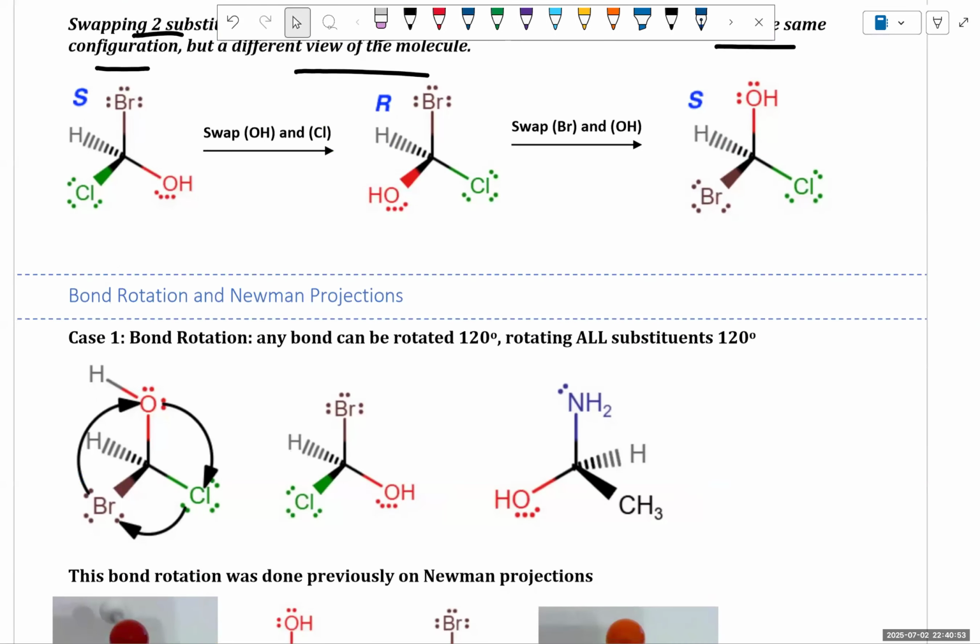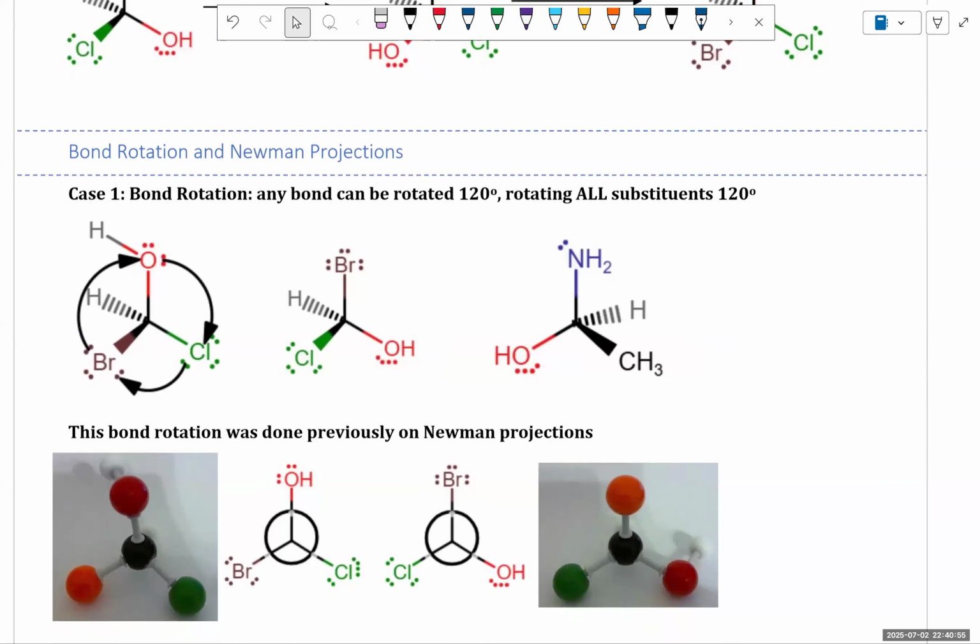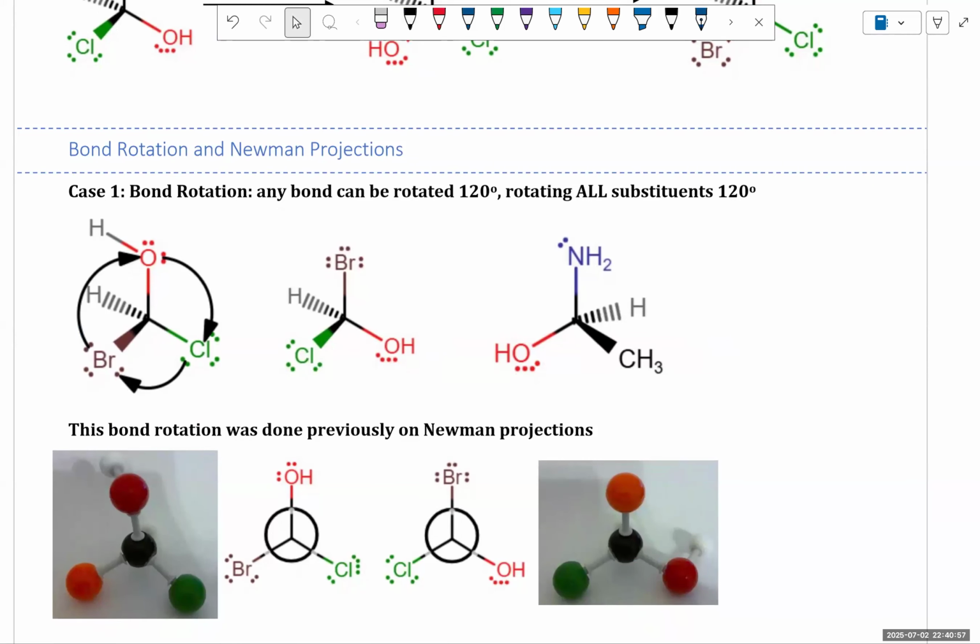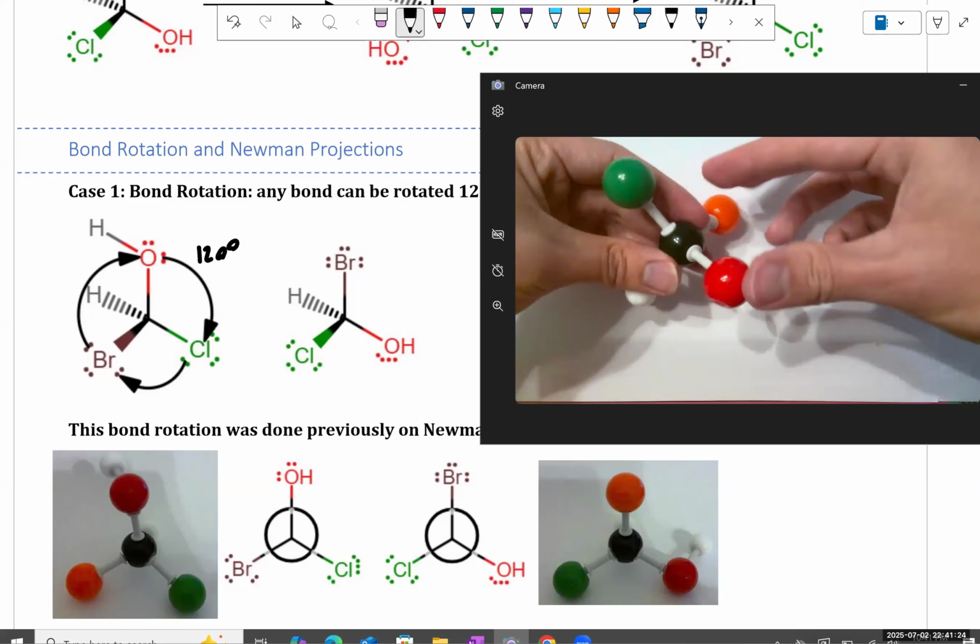Let's talk a little bit about how we can rotate bonds in our molecule. So in one case, any bond can be rotated 120 degrees, rotating all substituents 120 degrees. So for example, if we have the alcohol, chlorine, and bromine atom, we can rotate our bond and rotate our substituents 120 degrees, giving us a new rotated view. Let's show that with our model kit.